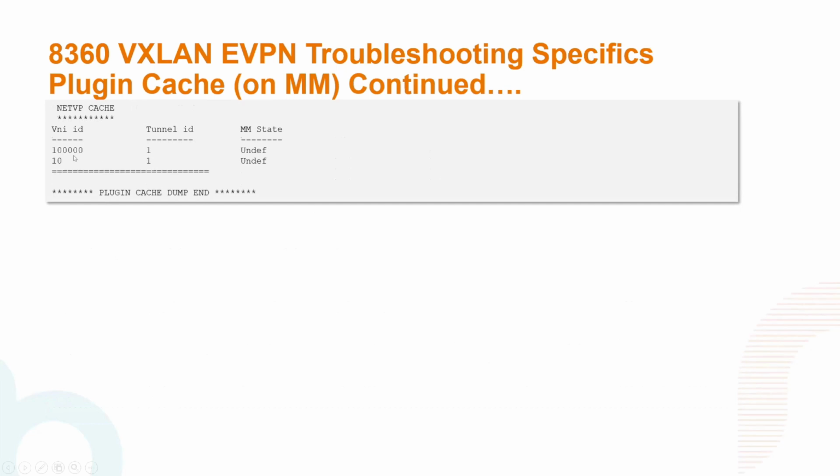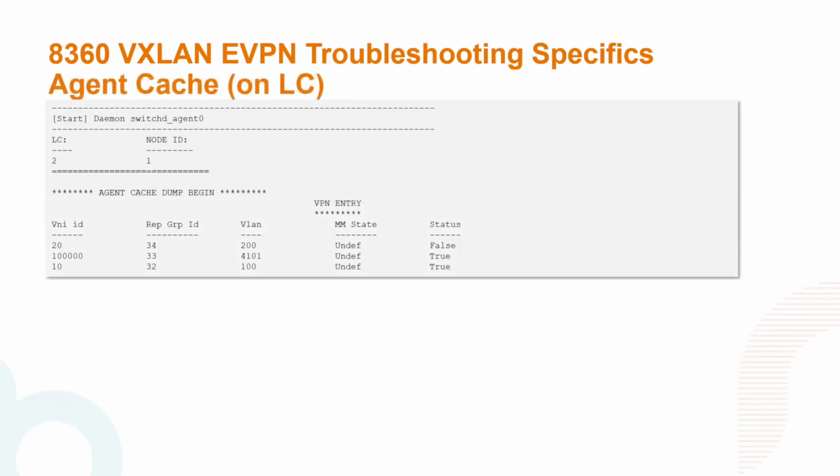Next, moving to the agent cache. This is on the line card, the software cache of the VXLAN objects on the line card. You could do a comparison of what is there on the switch as well as on the LC. So we have the VNIs and their respective replication groups. This is more of an internal implementation for the VNIs.